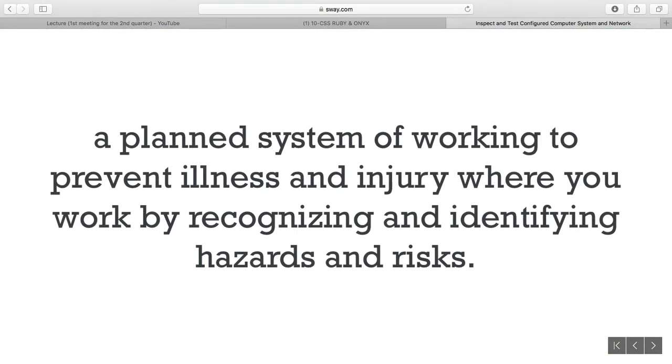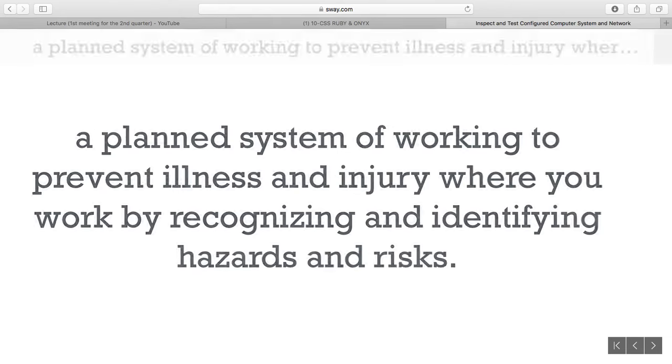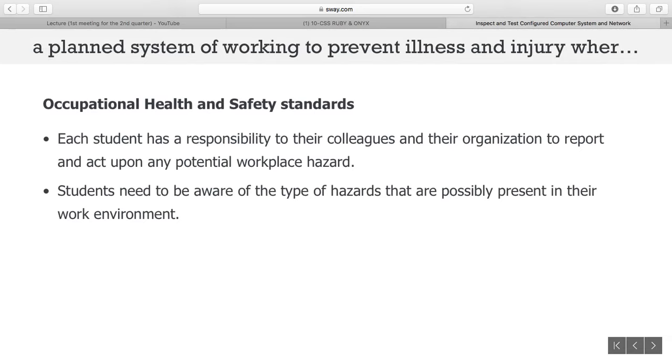OHS is a system that you can use, especially when you are working, so that you may prevent illnesses and injury. That is with regards to identifying and recognizing hazards and risks that might cause accidents. There are standards in OHS. But the main point here: each of you has the responsibility to your classmates, friends, teachers, and the school to report any circumstances that you find very hazardous in the school or somewhere else within the vicinity of the school. And you must be aware of the type of hazards that can possibly be present in the environment.